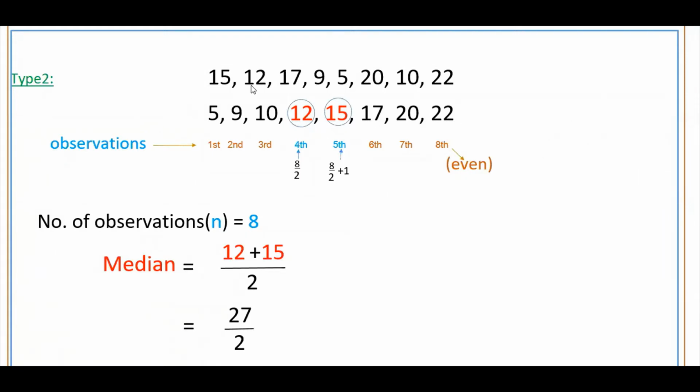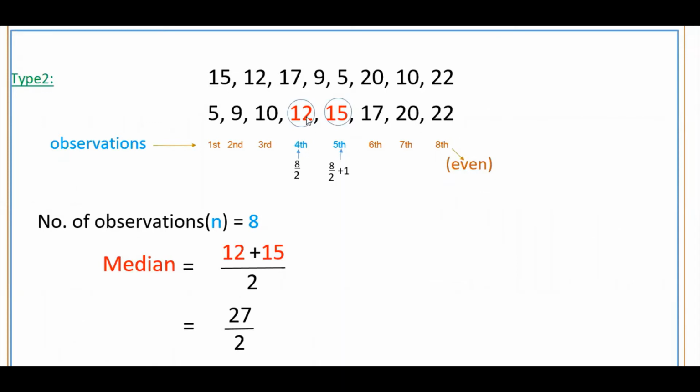This is another type of problem. In this problem, the number of observations is 8. In the previous problem, n is 7, here 8. So this is an even number. If the number of observations n is an even number, we have to find the median like this. First, find n by 2. So n is 8, so n by 2 is 8 by 2, that is the 4th observation. And n by 2 plus 1, that is 4th observation plus 1, that is the 5th observation. So you have to take the 4th observation and 5th observation values.